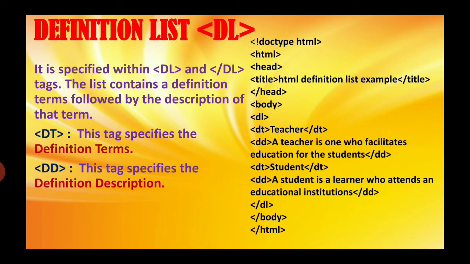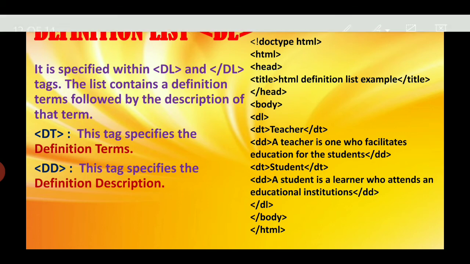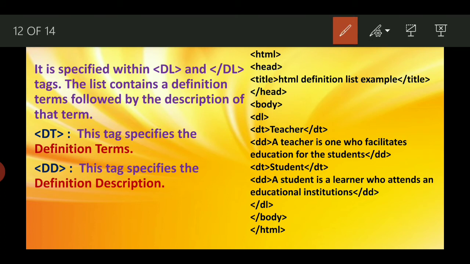Now you see the coding: doctype HTML, follow the structure, HTML, head, title, definition list example, /head, body. Now in the body part, all of you try to understand this, we will start with the DL tag, that is definition list. Under that definition list you have to start with a definition term. Now I have written the definition term as teacher. Now the definition description. Now who is a teacher? A teacher is one who facilitates education for the students.